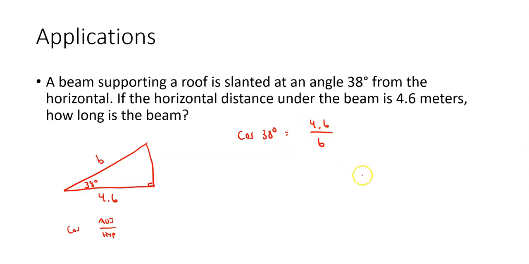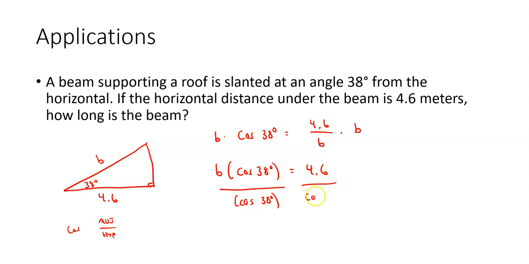All right. So we've got two numbers and a variable. How do I get rid of that denominator? So multiply both sides by b. B for beam. So b times the cosine of 38 degrees equals 4.6. And now divide both sides by the cosine of 38. Remember that the cosine of 38 is just a number. I don't know what it is. My calculator can tell me that. But whatever the cosine of 38 degrees is, that's going to be the number that I'm dividing by.